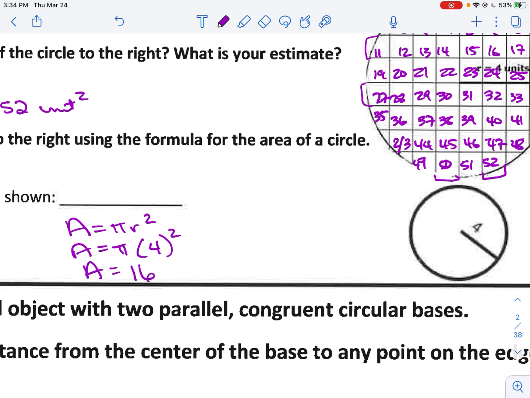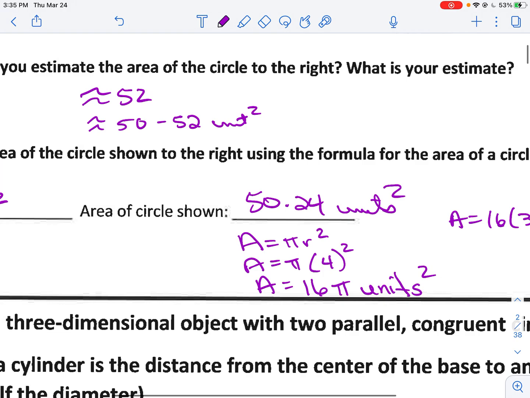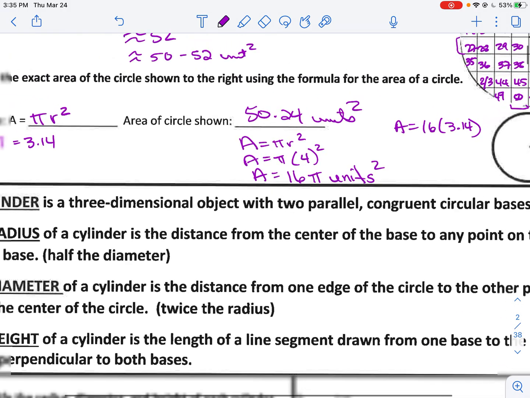So if I'm talking about an exact answer, I'm talking about pi and units squared. But if I'm not talking about an exact answer, remember, pi is not an exact number. So if I was to take 16 and multiply it by 3.14, that's going to give me an approximate number of 50.24 units squared. Look at that, between 50 and 52. We did a pretty good job.